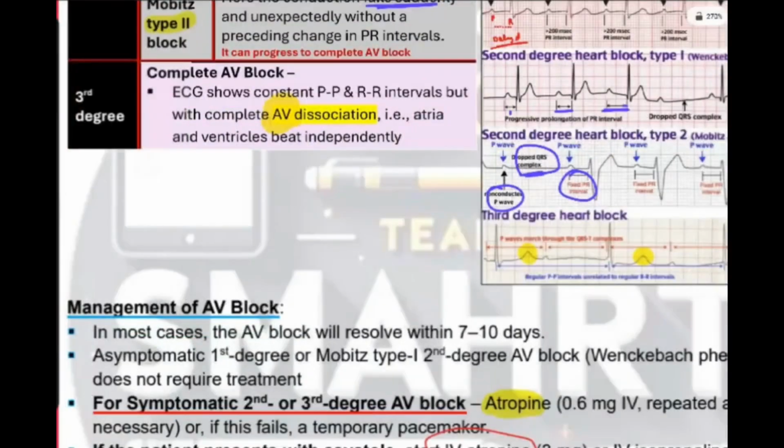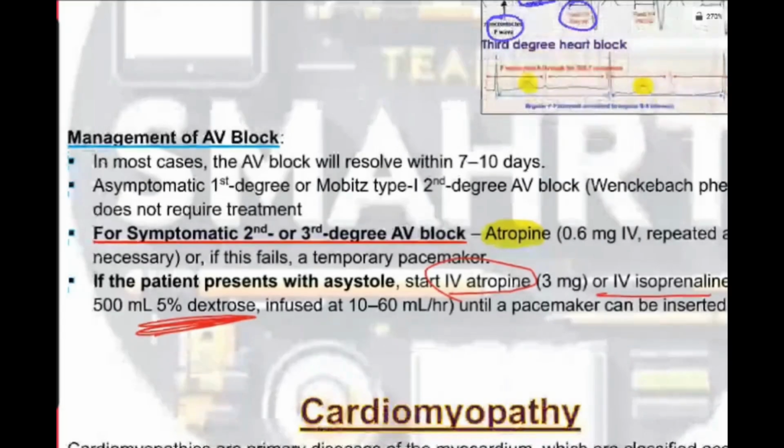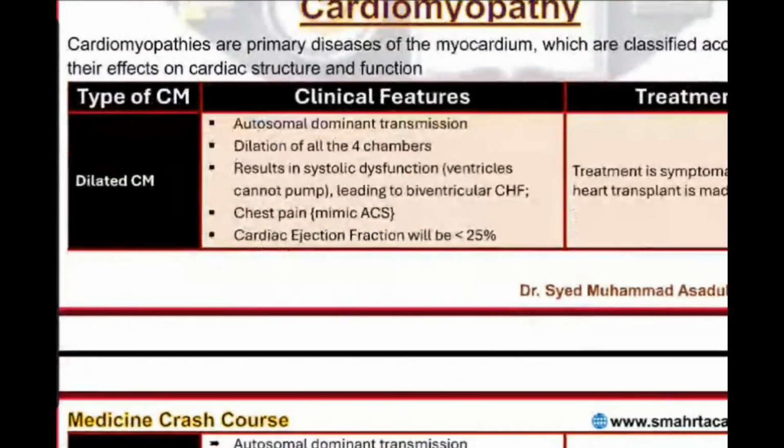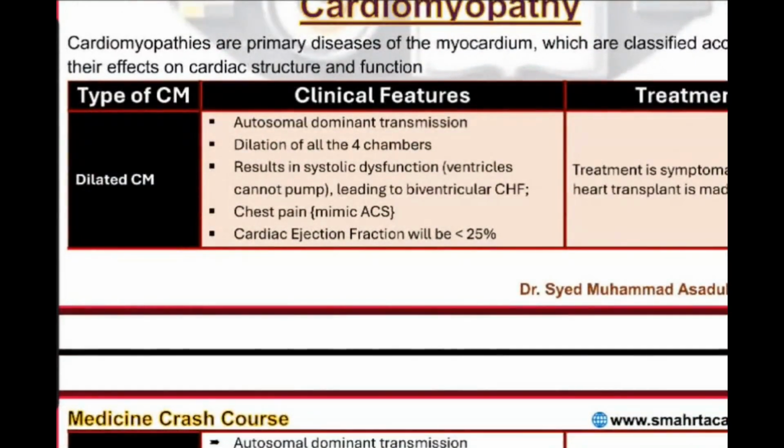Okay? So it is about second degree. Whenever there is second degree or third degree, give atropine. If there is asystole, give IV atropine with dextrose. Okay? This is how you manage AV blocks. Any doubts in AV block?